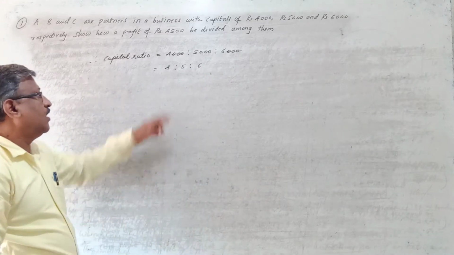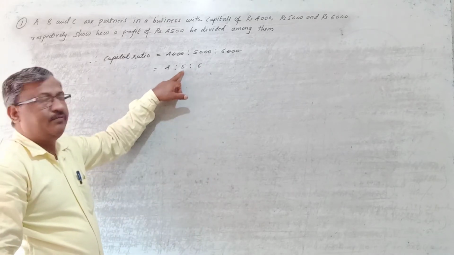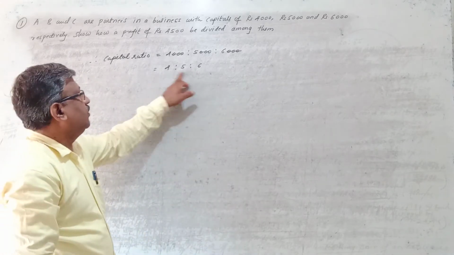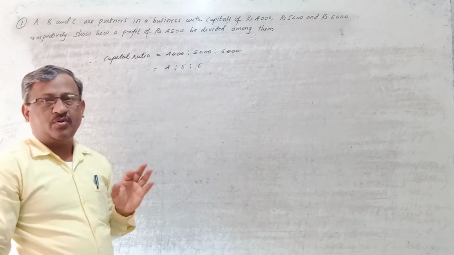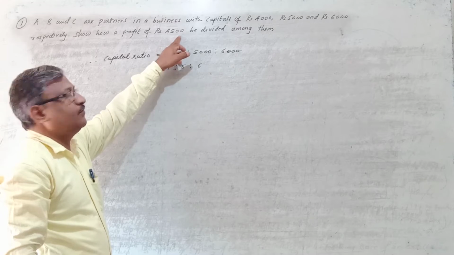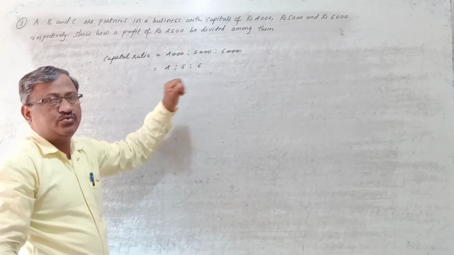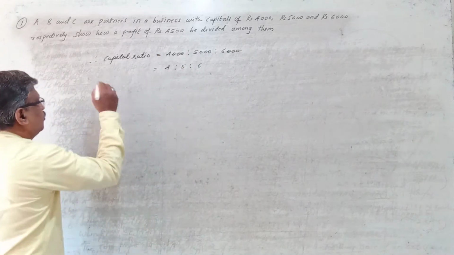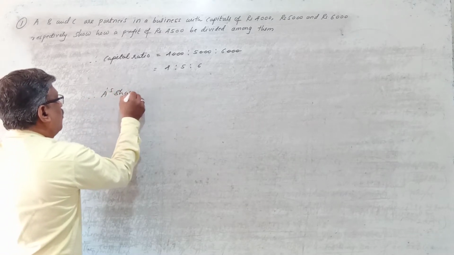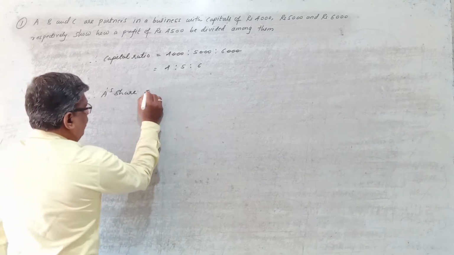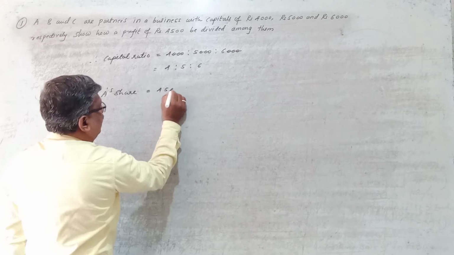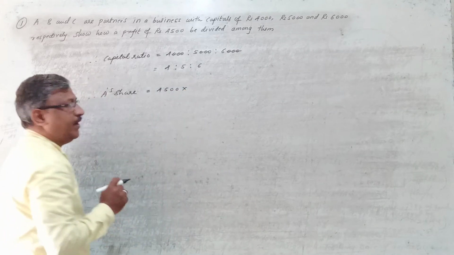What does it mean? A gets 4 times the profit, B gets 5 times the profit, and C gets 6 times the profit. In this ratio we have to distribute the given profit of 4,500 to A, B and C. Now show the distribution of 4,500 in the ratio of 4 is to 5 is to 6. So first you calculate A's share of profit. A's share of profit equals the profit 4,500 multiplied by A's share, which is 4 divided by the total of these three terms.